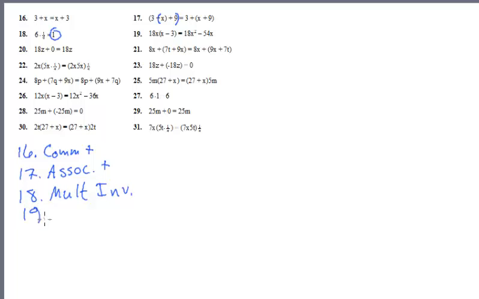Number 19. 18x times x minus 3 equals 18x squared minus 54x. It looks like the 18x came in here and came in there. That is the distributive property.